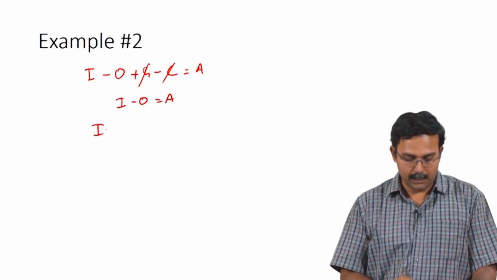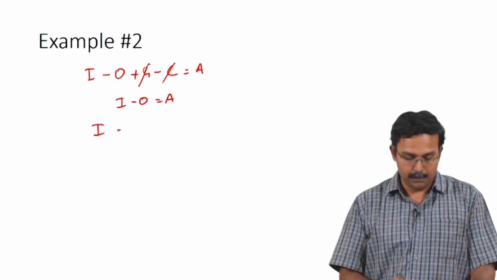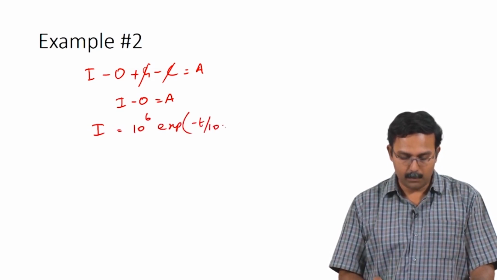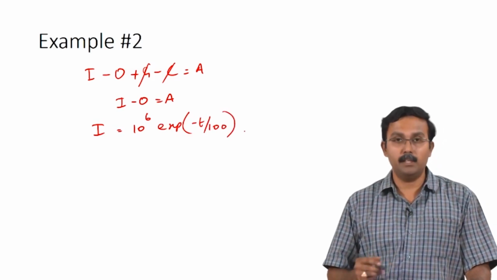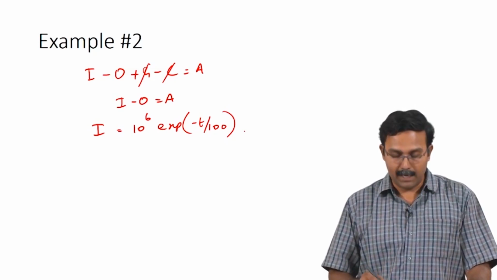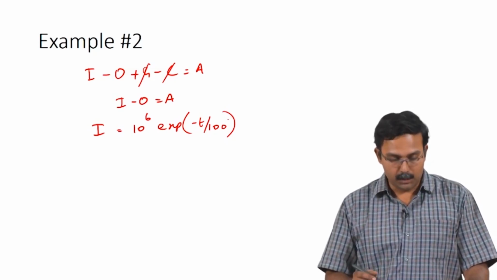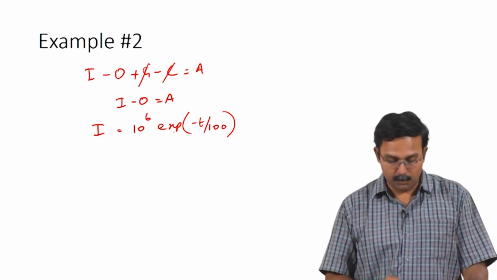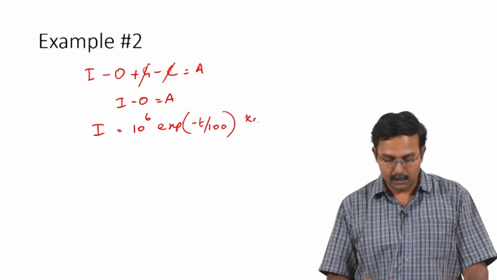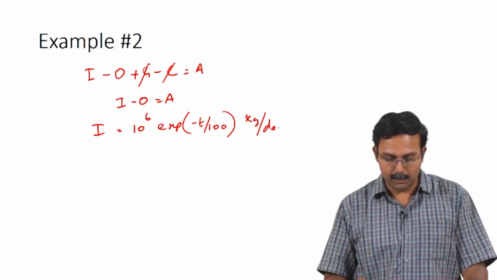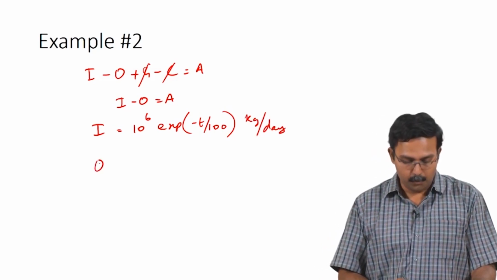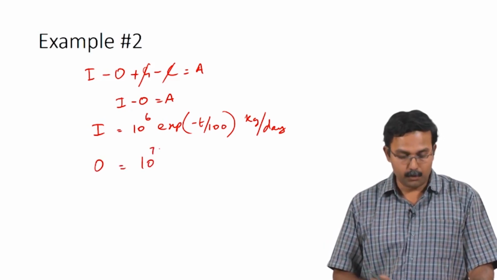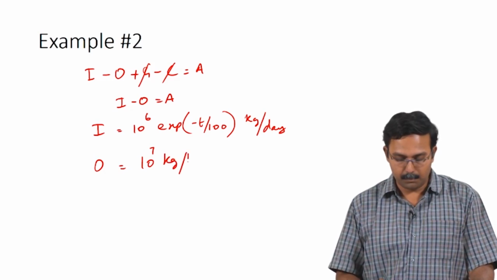The input term has been given as 10^6 times exponential of minus t divided by 100, in liters per day. To convert it into mass, you would have to multiply it with density. Because this is water, we know the density, which is 1 kilogram per liter. Multiplying with this density, you would get the input in kilograms per day. Similarly, the output stream can be calculated. It is 10^7 liters per day, and converting into mass, you would get 10^7 kilograms per day.